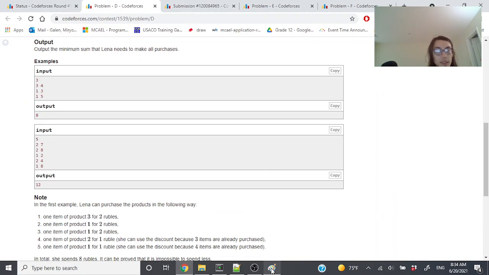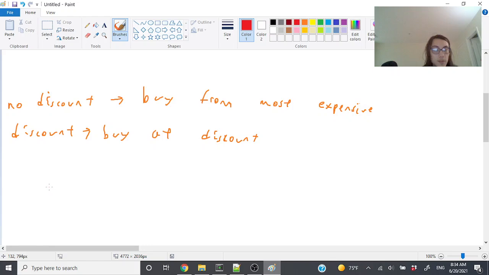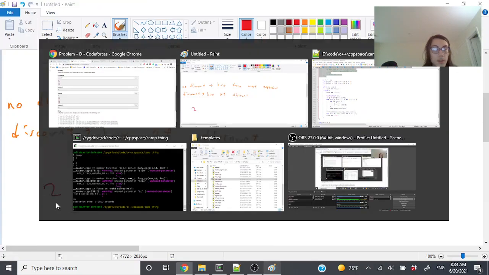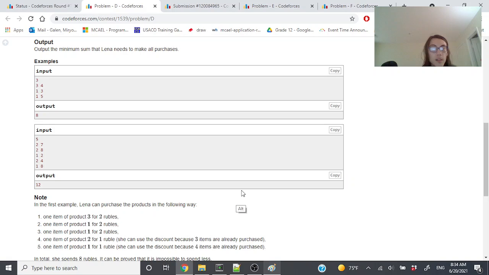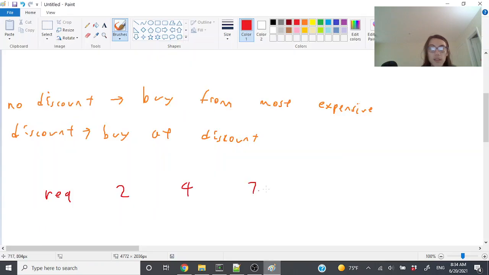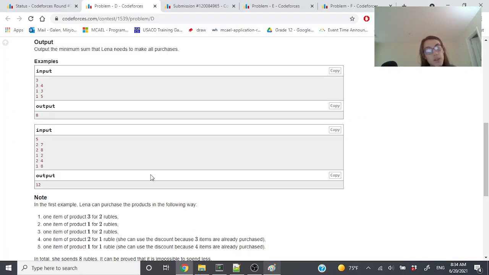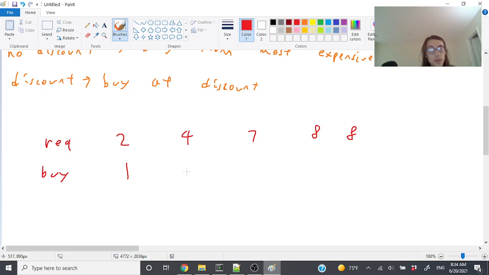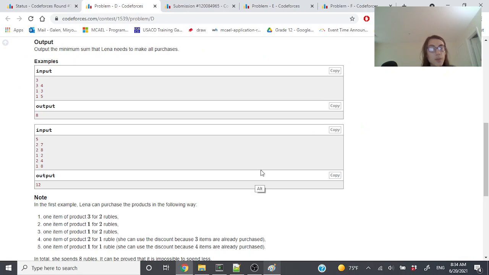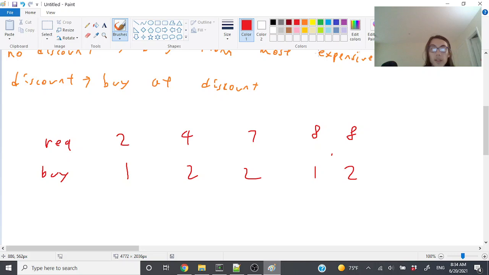So for example, let's take this. We have requirements of 2, 2, 4, 7, 8, and 8. And then from those, we need to buy 1, 2, 2, 1, 2, for example. The order of these doesn't matter. So currently we have 0.